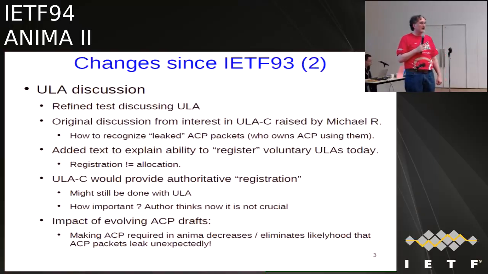So we had discussions about what type of local addresses we wanted to use in the ACP, and from the operational perspective, which is the only thing that is relevant here in this draft, not the functional ones, because that's in the ACP drafts. One of the points being raised, for example, considering whether this could recreate interest in ULA-C, where the addresses would actually be more assigned, is how to recognize leaked ACP packets.